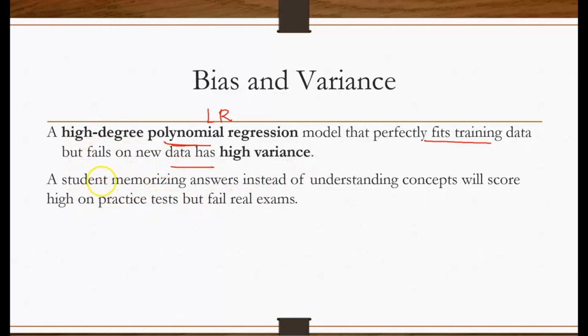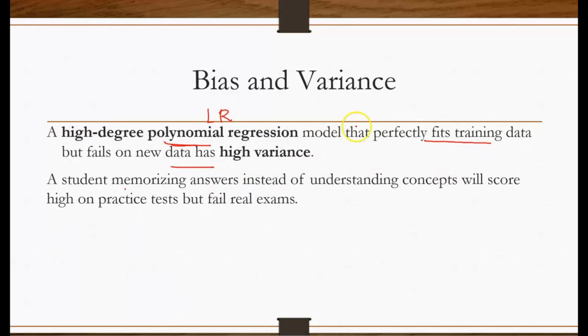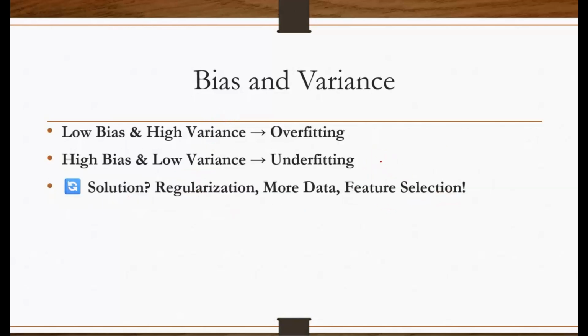So here is an example. In this situation we have seen the model is memorizing the training data but fails on unseen data. The same thing: a student memorizes answers for the practice test, but in the real exam the student can fail because the questions are unseen. It's the first time they are seeing the questions, so they can fail because they only memorized the answers without understanding the concepts of the practice test. That is an example of variance.